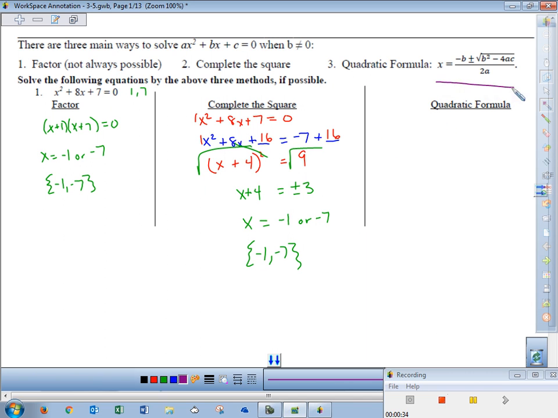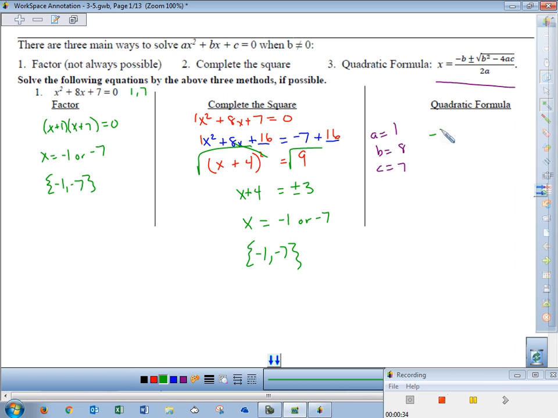I have that typed out for us here just in case you forgot. It's something you need to get memorized. But I've always been a fan of identifying A, B, and C off to the side when I do the quadratic formula before I even get started. So A is 1, B is 8, and C is 7. And now I just substitute in.